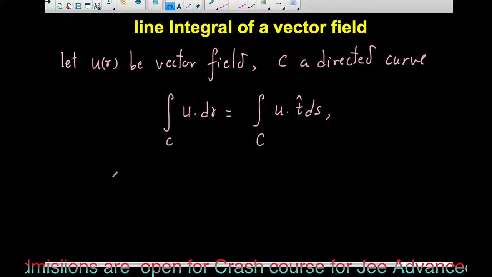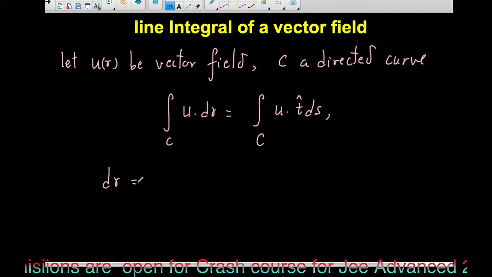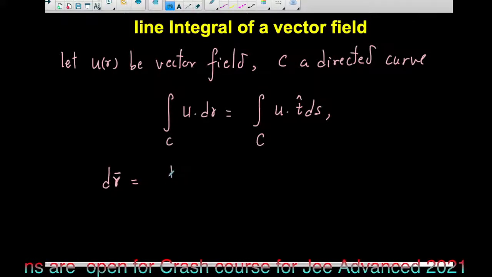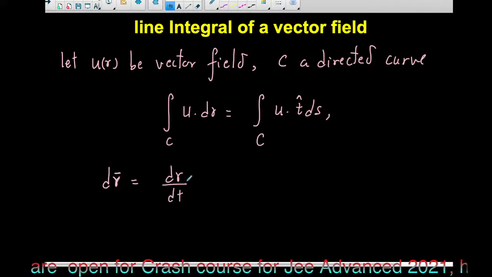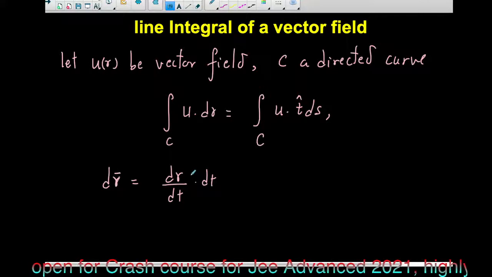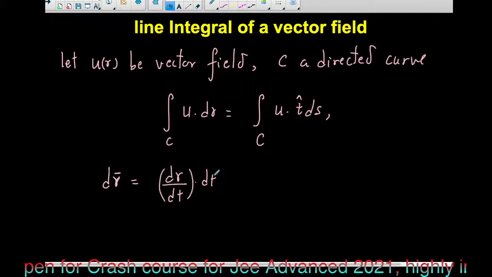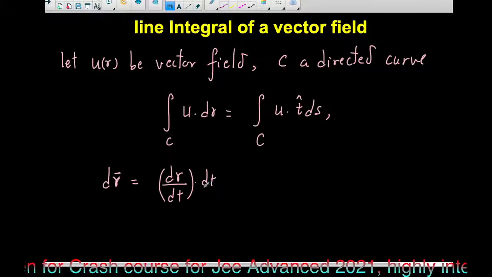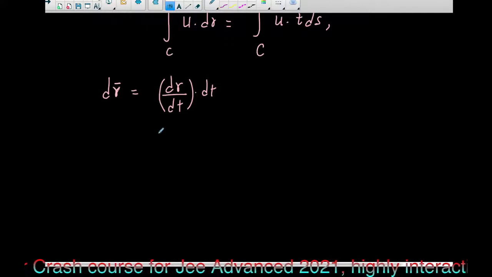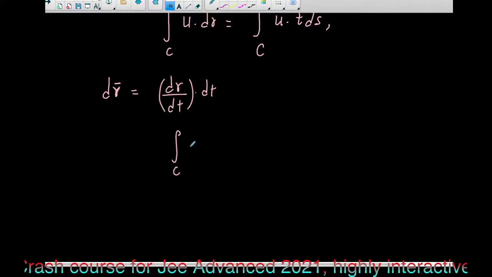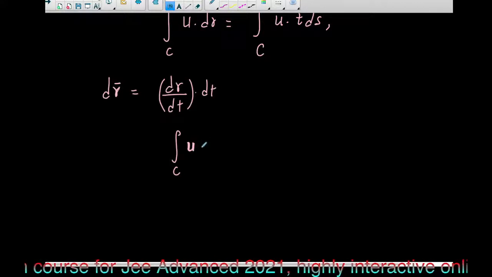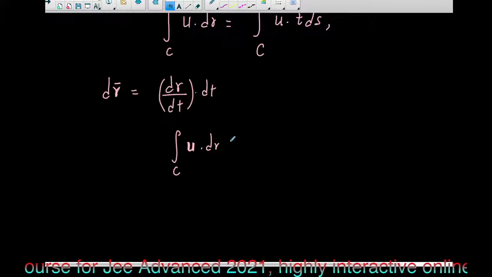So using dr, this dr will be the dr vector. The dr vector we can say is dr by dt times dt vector. Like this way, r is a function of a parameter t, not time. And the line integral will become the integral over C of u dot dr, where u is any vector.